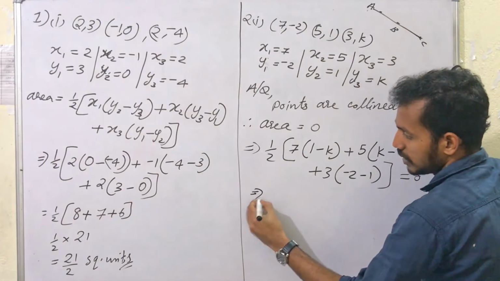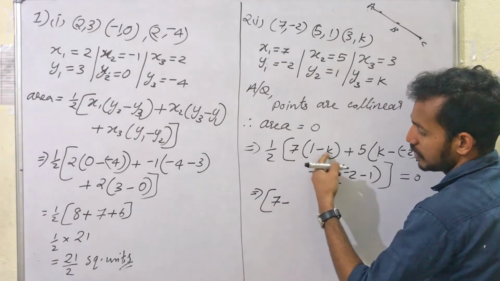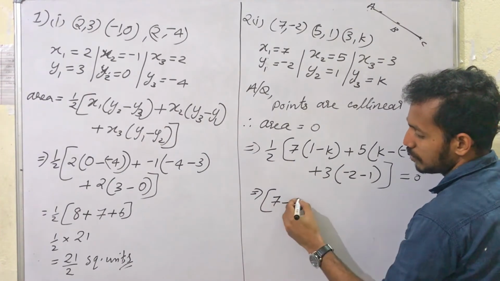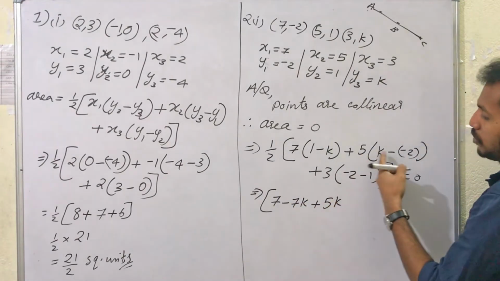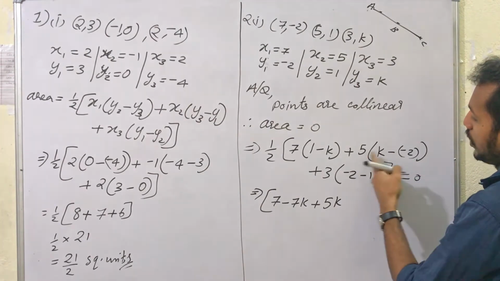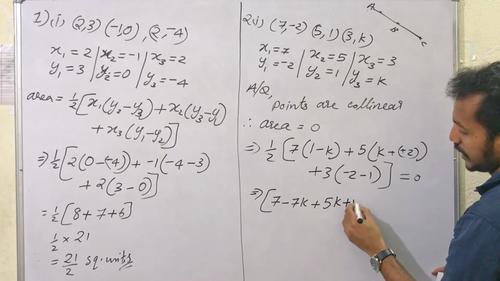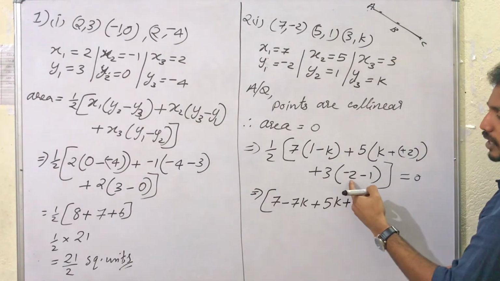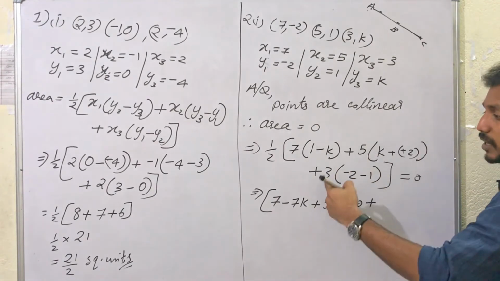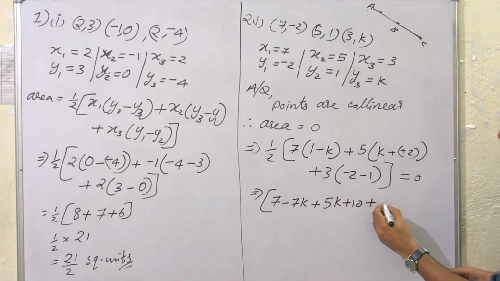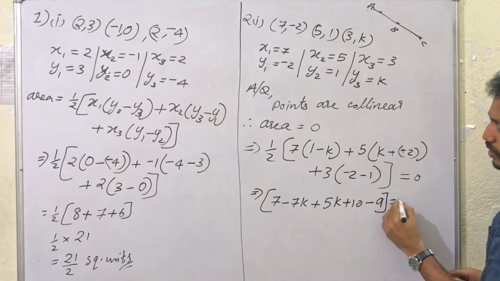So that implies 7 into 1 is 7, 7 into minus k will be minus 7k, plus 5 into k is 5k. 5 into minus of minus 2 will be plus 10. Plus 3 into (minus 2 minus 1, which is minus 3), minus 3 into 3 will be minus 9, which is equal to 0.